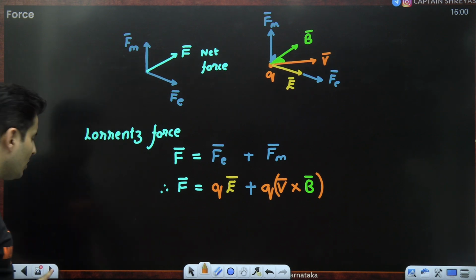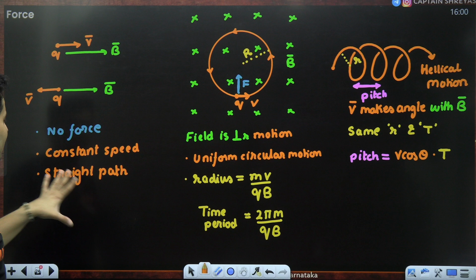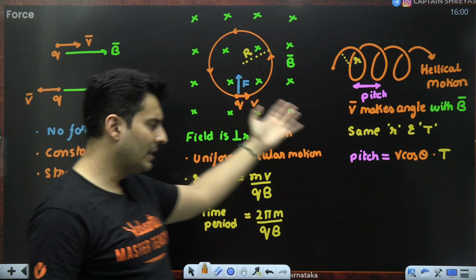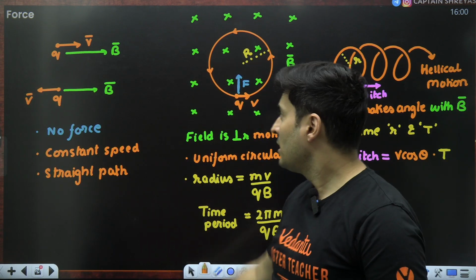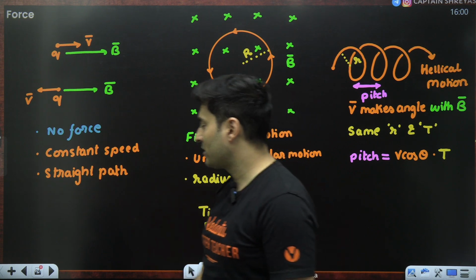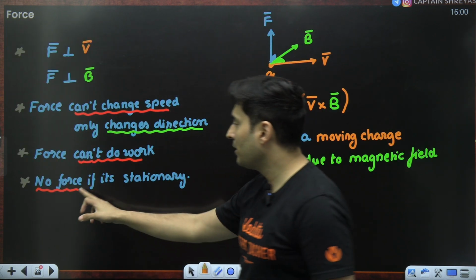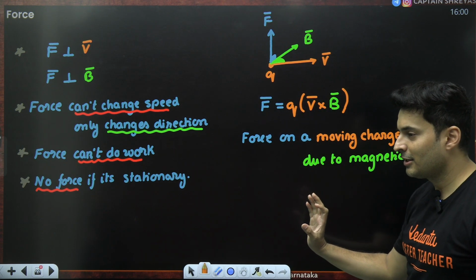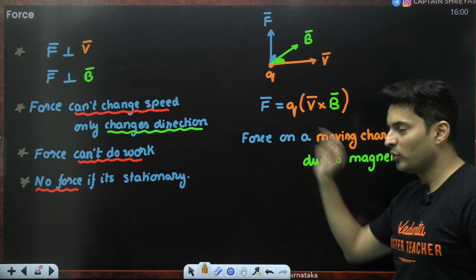Based on this, you have three special cases. This is the most important case. This is again important, this is sometimes asked. First case is when there is no force. Like I suggested over here, no force is there if it is at rest. Obviously velocity is 0, force will be 0.